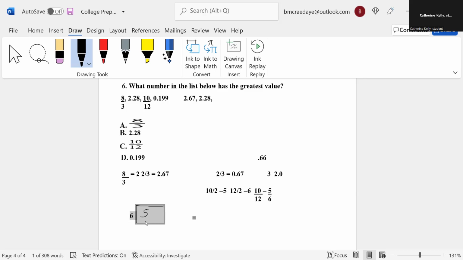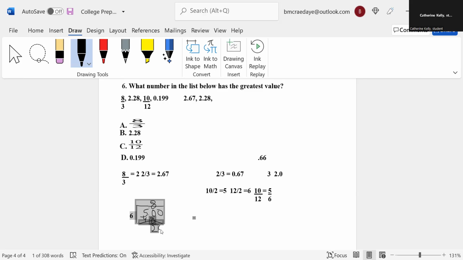So 6 is going into 5. I put a decimal here, and then I put a 0. And so I say 6 in the 50, and I put my decimal point right here in the quotient. 6 in the 50 goes 8 times. So this would be 8. 8 times 6 is 48. Then I draw my line and subtract. 50 minus 48 is 2.